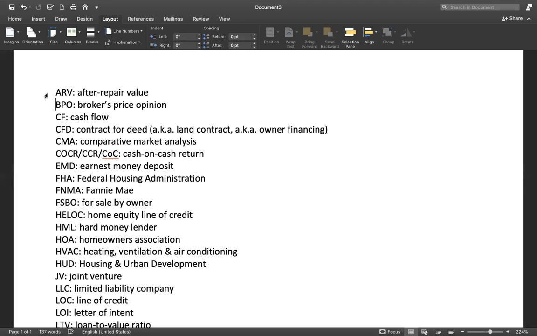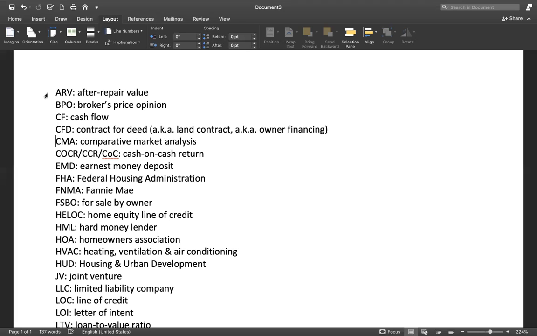And then CFD stands for contract for deed, also known as a land contract or owner financing. What that means is, if you're selling one of your properties to someone that has a loan to purchase it or for cash, you essentially become the bank. You sell them the property, you collect their down payment, and then you create a note, and they'll pay you back the remaining balance over time with interest. So that's what CFD means, contract for deed.